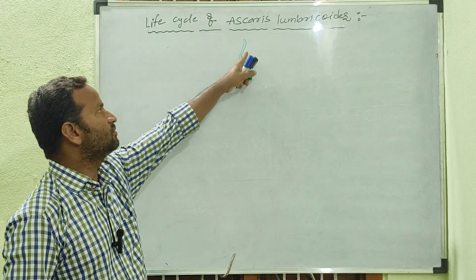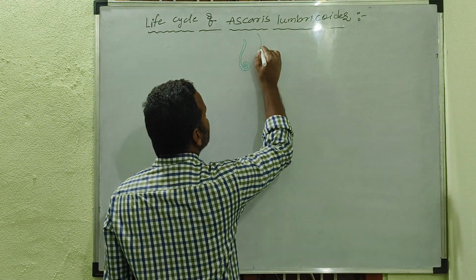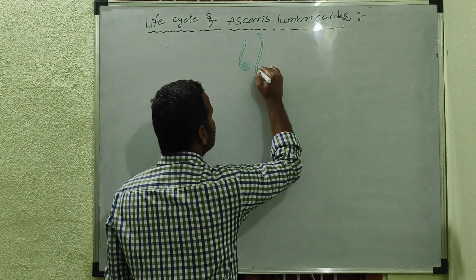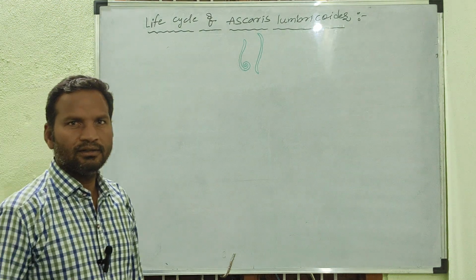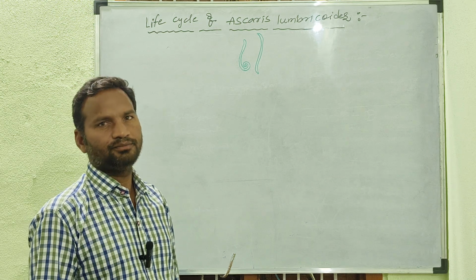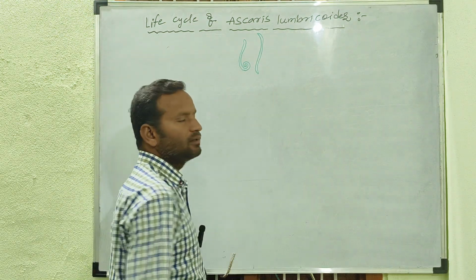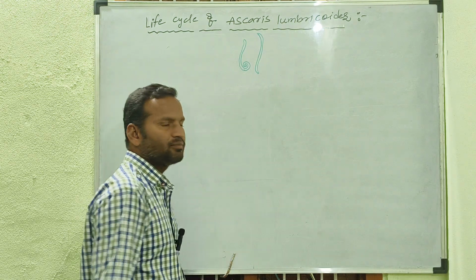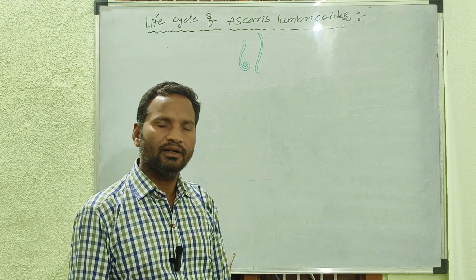That's why this is the male. Then this is the female. Why? Because the posterior end is straight, and it is longer than the male. Which lives where? The small intestine of man. That's why the copulation takes place in the small intestine of man.